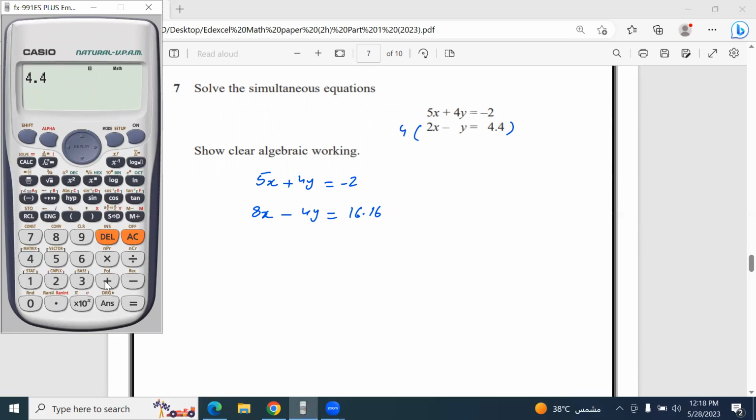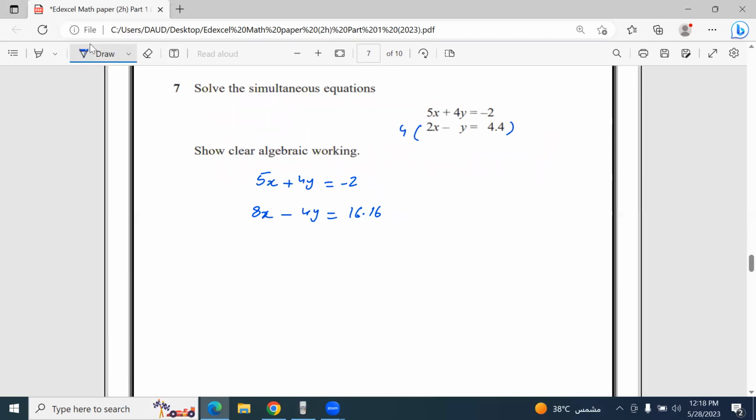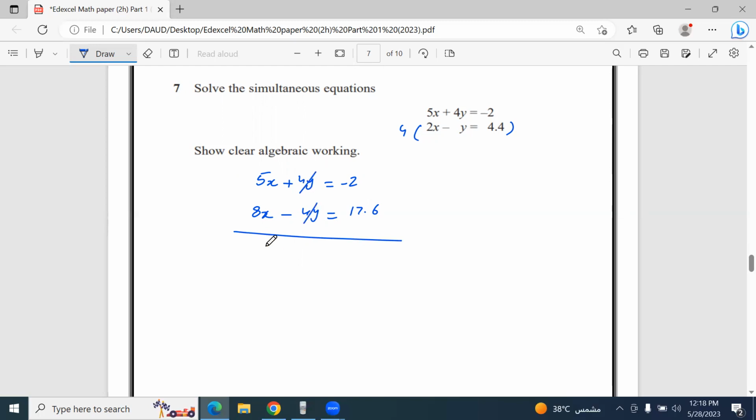We can check also to make sure we are correct. 4.4 multiply 4, it is 17.6. So correct it, 17.6. So after adding, we can cancel plus 4y minus 4y. 5 plus 8 gives us 13x is equal to 17.6 minus 2.